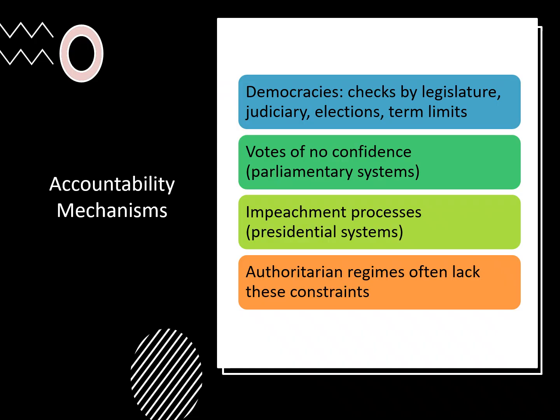Accountability mechanisms exist for executives. Democratic systems have checks on executive power, like legislative oversight or judicial review, term limits, impeachment or votes of no confidence, and competitive elections. Authoritarian systems, on the other hand, may lack these limits, allowing executives to rule with minimal constraints. The key takeaway here: the more democratic a regime, the more accountable the executive.